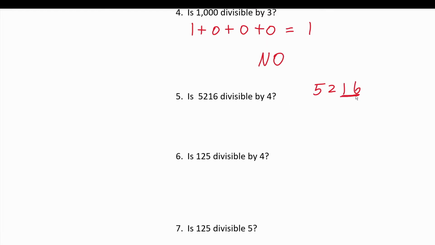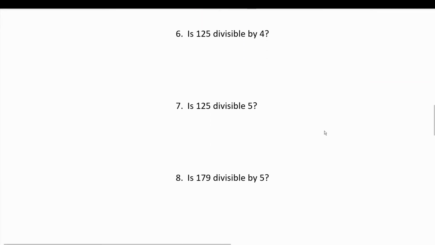So the last two digits in 5,216 are 16. 16 is divisible by 4. 16 divided by 4 is 4. In light of the fact that those last two digits are divisible by 4, I know 5,216 is divisible by 4. All right, let's look at number 6 now.